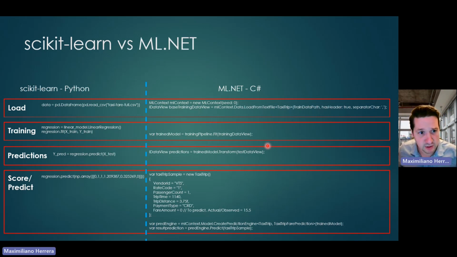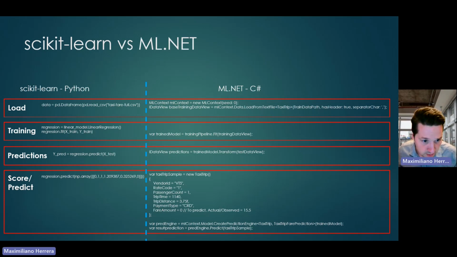The next step is just training the model. It's quite straightforward. To retrieve the prediction as well is easy. But the next step, which is score or predict, is not so easy as it seems, or as it is on Python.